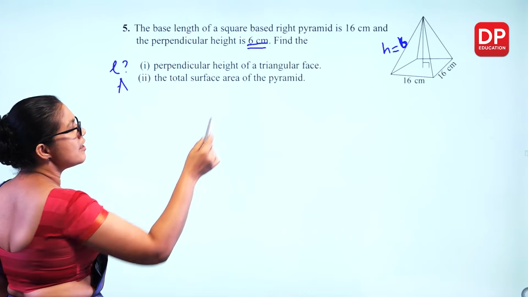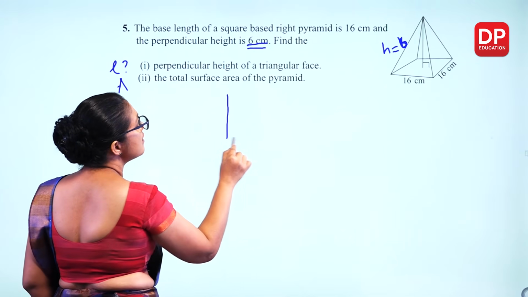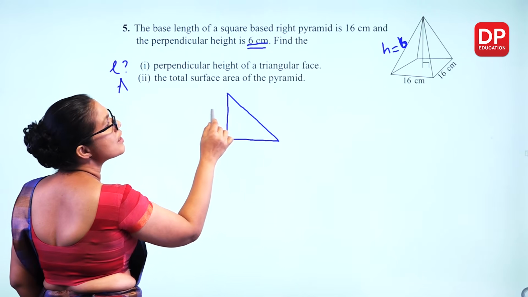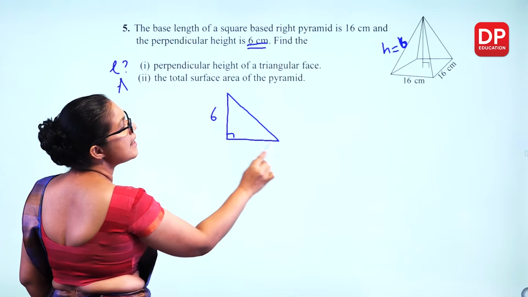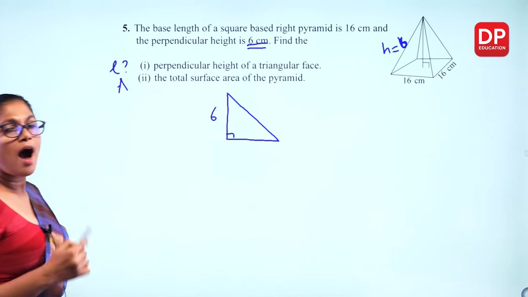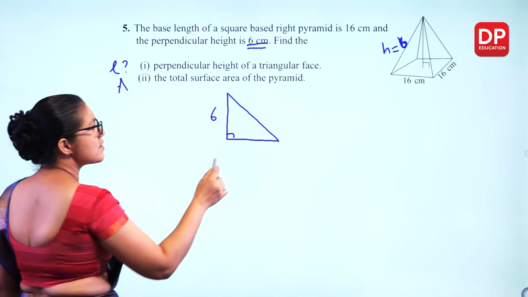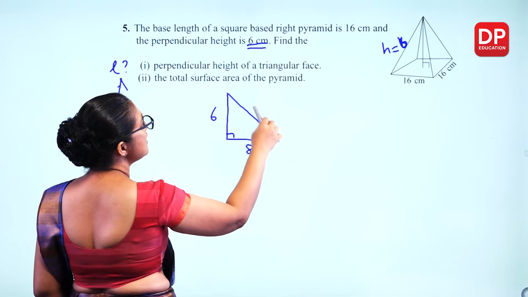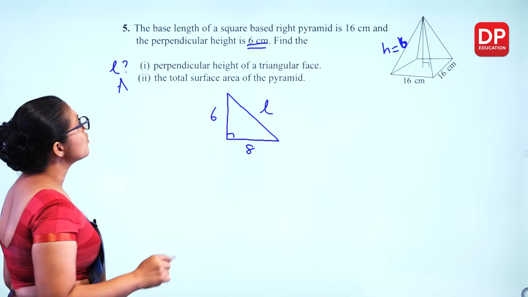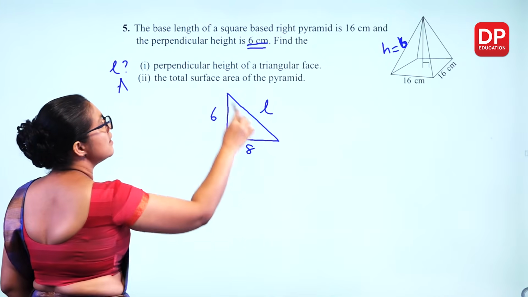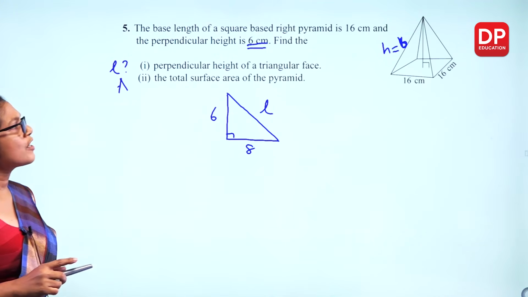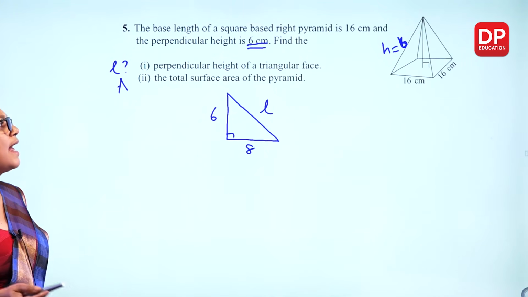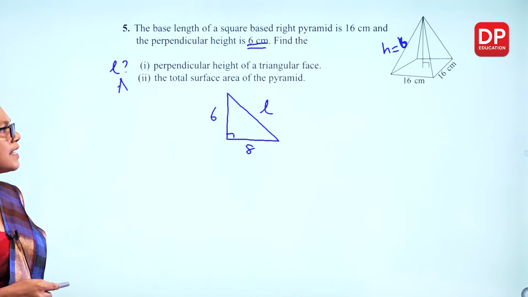Okay, so we'll draw the triangle. We know H is 6 and this side is half of A. So 16 divided by 2, you get 8. So here L is this side. First you can find L, the perpendicular height of the triangular face, and then you can apply the formula for the surface area.